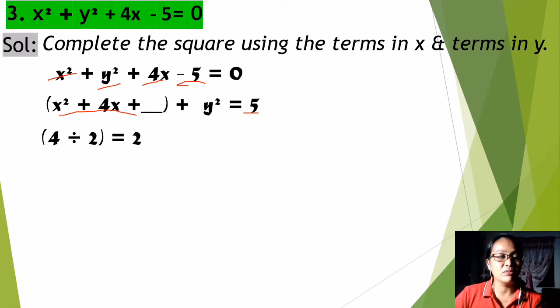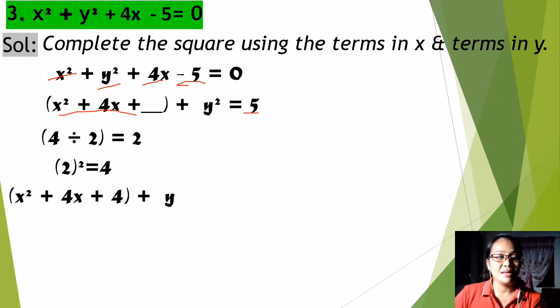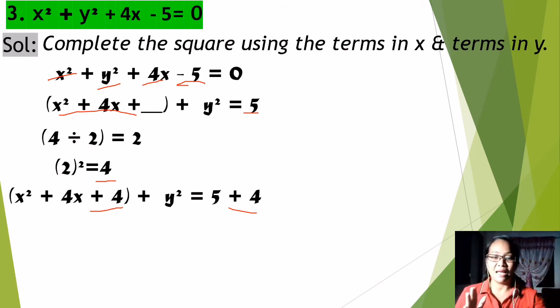So 4 divided by 2, we have 2. And then after that, kunin natin ang squared niya. So 2 squared is equal to 4. Next ay x squared plus 4x, and then add na natin ang 4, plus y squared is equal to 5 plus kung ano man ang inadd natin sa kabila, i-add natin yun din sa kabila para maging equal. Ibig sabihin ng equal, syempre kung ano man ang ibibigay mo sa kabila, ganun ibibigay mo sa kabila para patas.